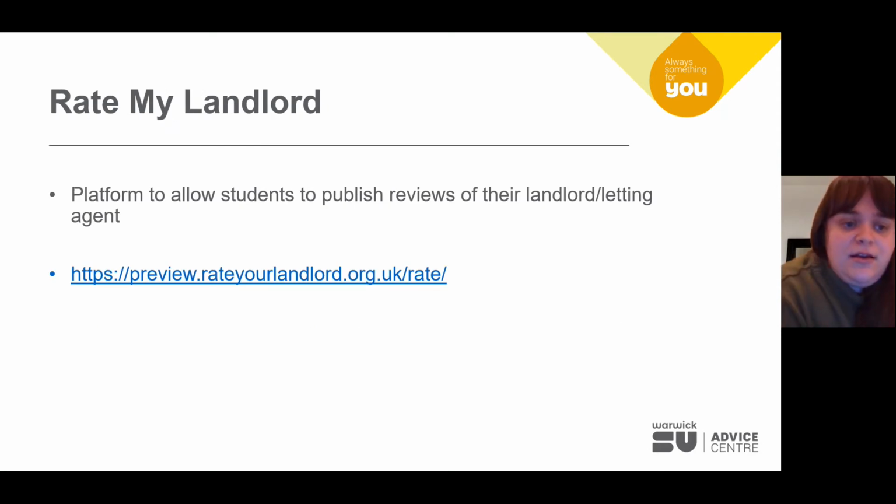So following on from this, the SU have recently released a platform called Rate My Landlord, and this is an online platform which allows students to publish reviews of their landlord or letting agent. The main purpose of this is so students can use this in their property search. So future students can read the reviews on the website and use that to inform them when they are choosing properties and they are looking around letting agents and landlords. We'd always encourage students to publish a review on this platform, as this can help inform future students and help the student community.